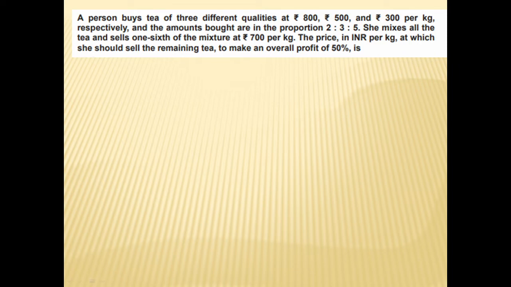A person buys teas of 3 different types: 800, 500, 300. So 800, 500, 300, and the amounts bought in proportion are 2, 3, 5. Don't mind my handwriting, please. And C mixes all of them and sells 1/6, so total by 6 is being sold at 700.